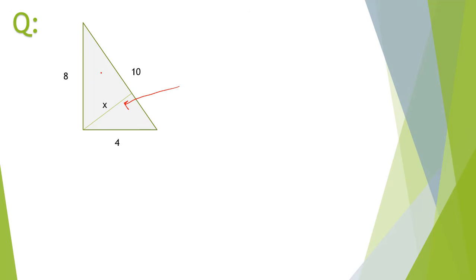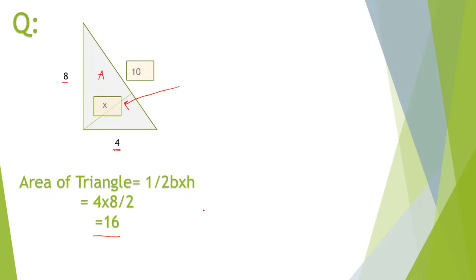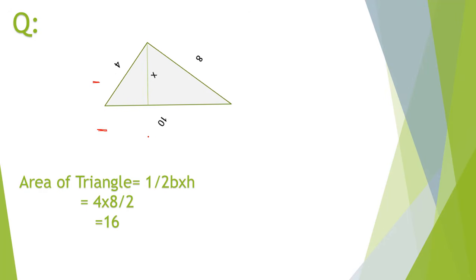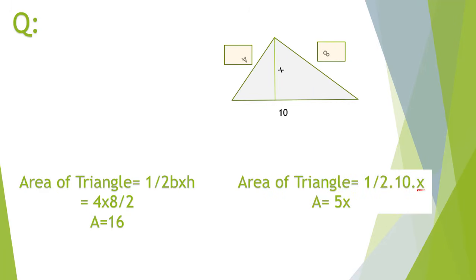First, let's calculate the area of this triangle. Ignore this for the time being. Base is 4, height is 8. Applying the formula, the area of this triangle is 16. Now, rotate this triangle so that the base is 10 and height is x. Applying the area formula again, 1 over 2 base into height. Now height is x. This is another expression for area. These two areas are equal and we can equate these equations to get the value of x.